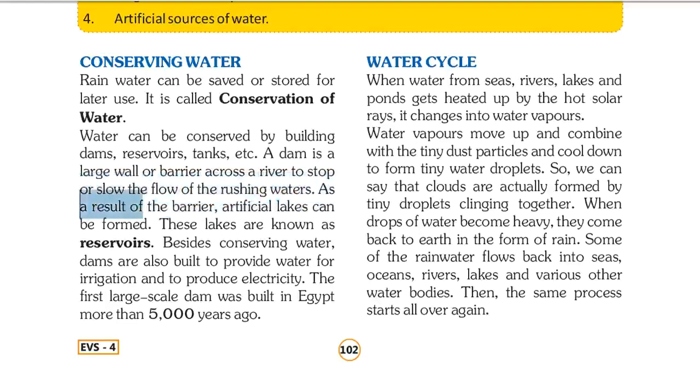As a result of the barrier, artificial lakes can be formed. These lakes are known as reservoirs. Besides conserving water, dams are also built to provide water for irrigation and to produce electricity. The first large-scale dam was built in Egypt more than 5,000 years ago.